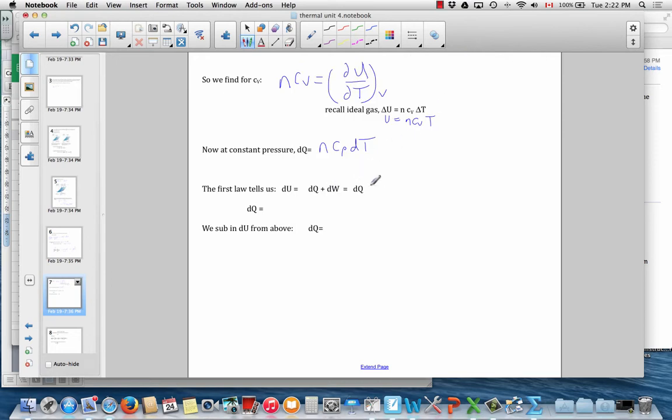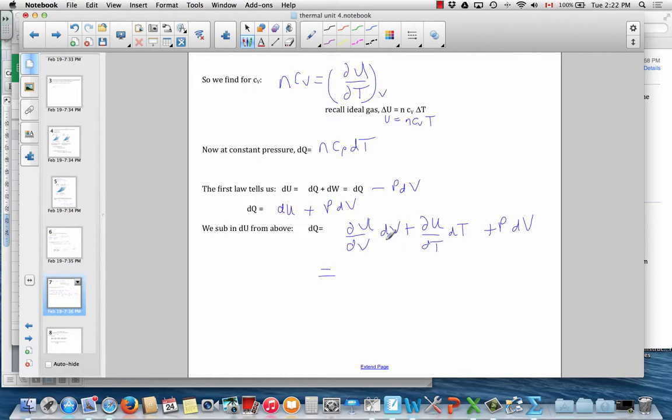And so what we get is dq, and then dw is minus p dv. And so if we rearrange that and solve for dq, first we can write it as du plus p dv. And then for du, we can substitute what we had previously, which was partial of u with respect to v dv plus partial of u with respect to t dt. So that's du, and then we have plus p dv.